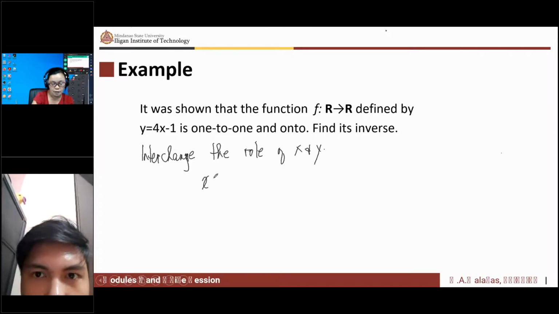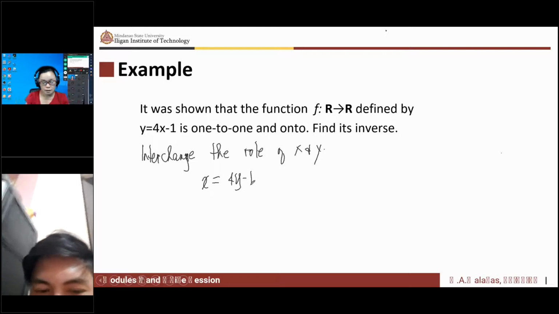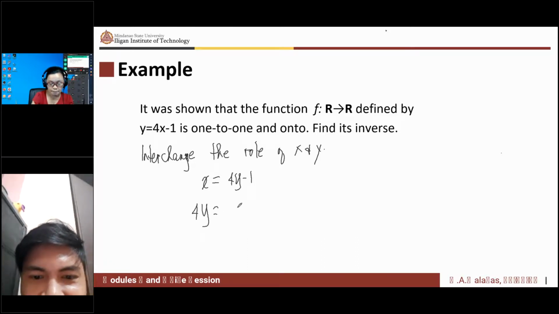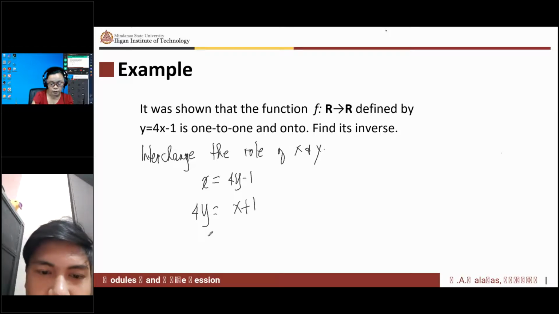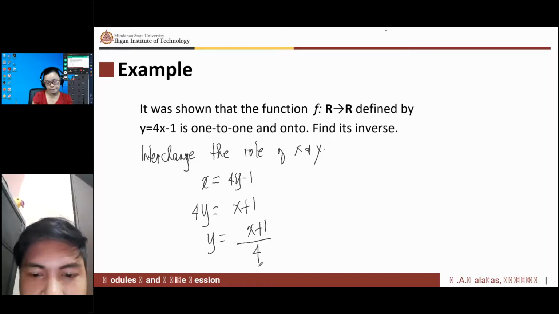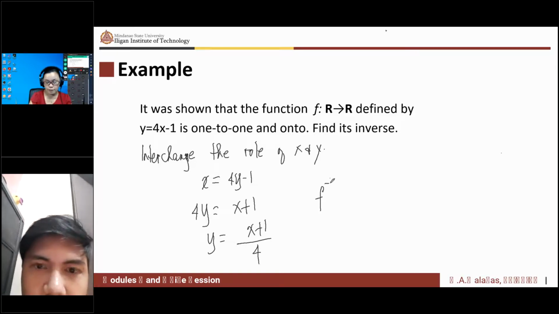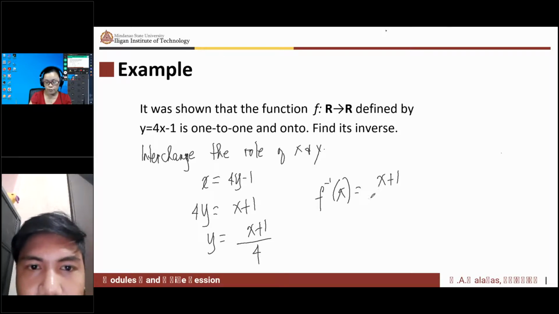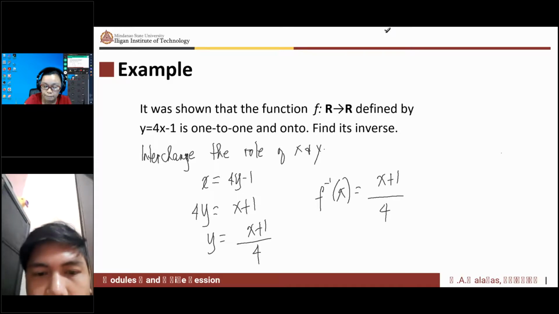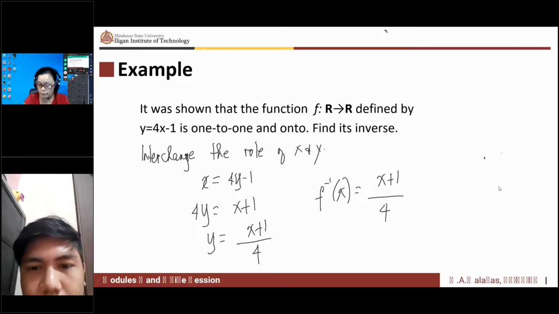So you have x equals 4y minus 1. I hope you can read it clearly. And then we solve for y. So you get 4y equals x plus 1, so we get y equals (x plus 1) over 4. Therefore, f inverse of x is equal to (x plus 1) over 4. Easy, very easy, as eating durian, without peeling it.